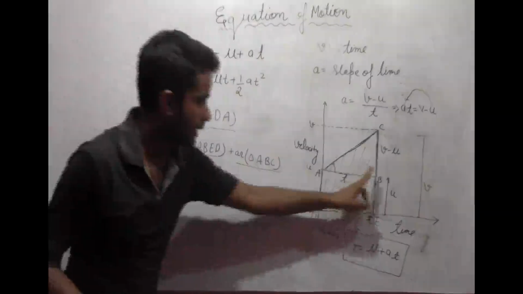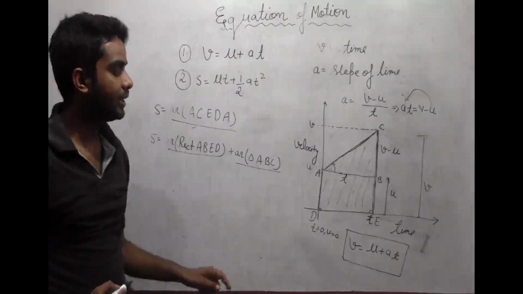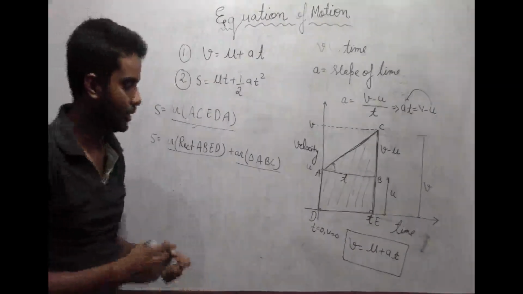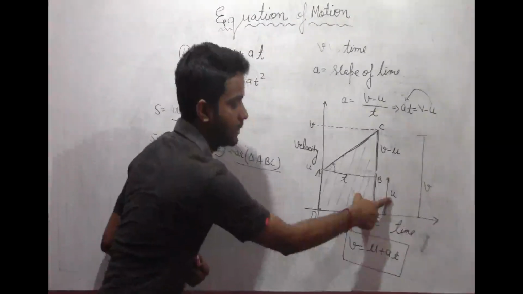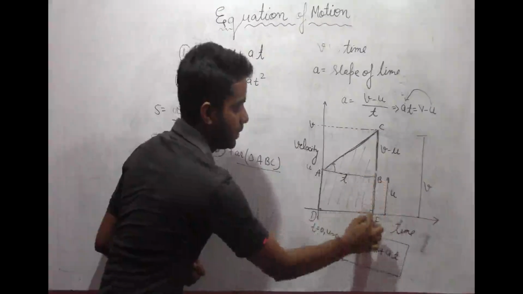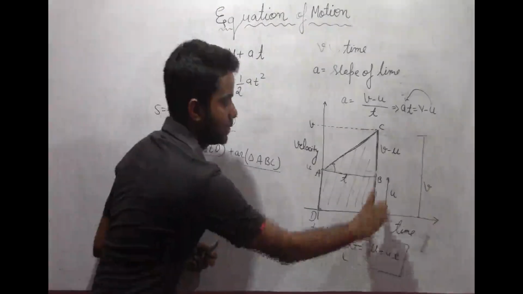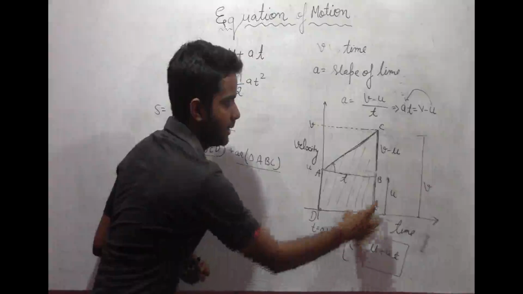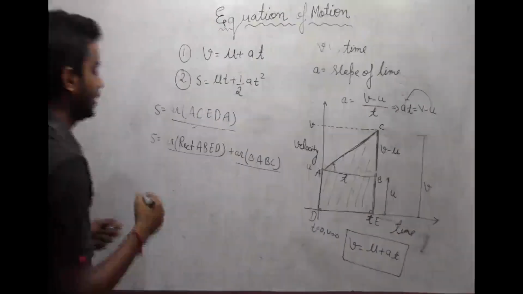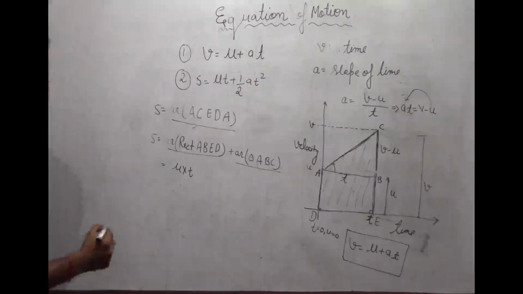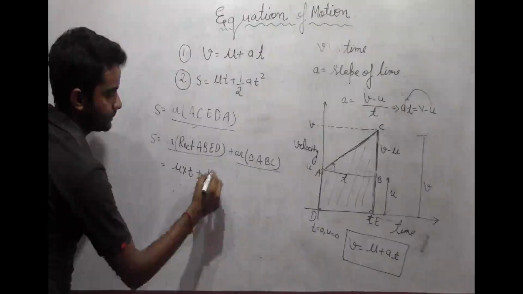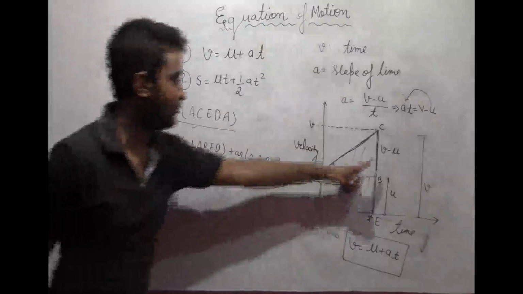In this rectangle, how can you calculate the area? Length into breadth. Length is t, and breadth is u. Then the area of this rectangle is L into B, which is u into t, plus half times the area of the triangle.